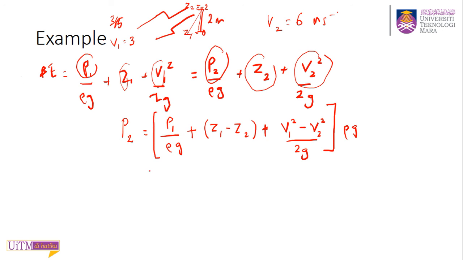Okay, then you can just put your value in. P1 is 345 kilopascal, so that means you have to times by 1000, divide by rho g. They give you rho as it's water, so it's 1000 times 9.81, plus 0 minus 2. Z1 is 0, so that's your reference point.